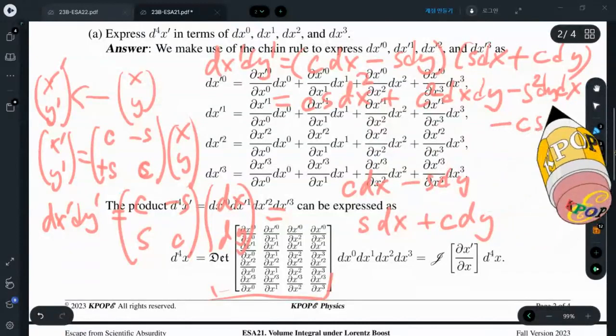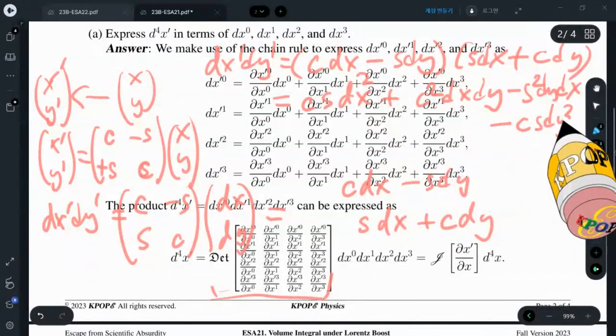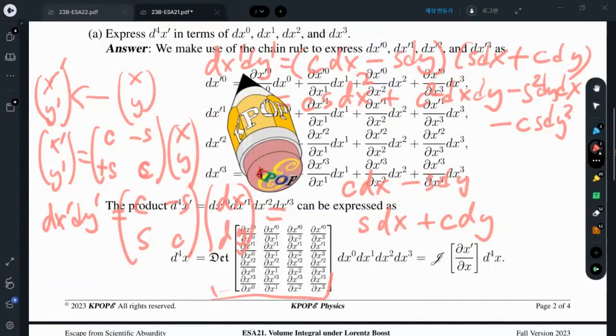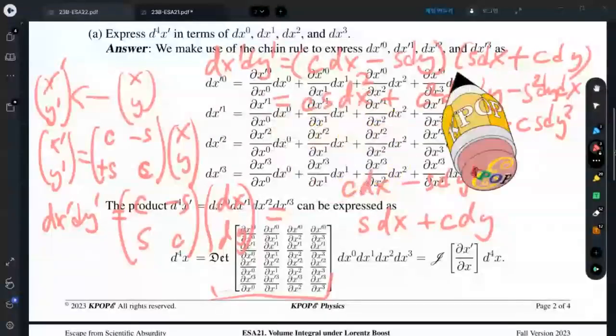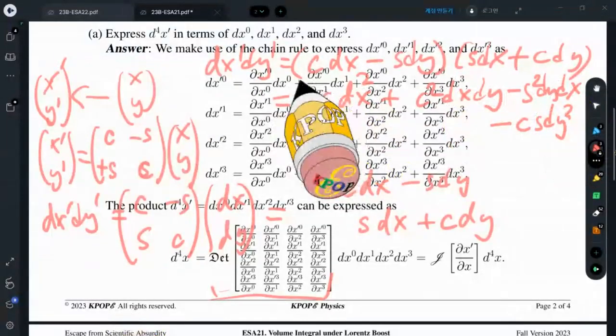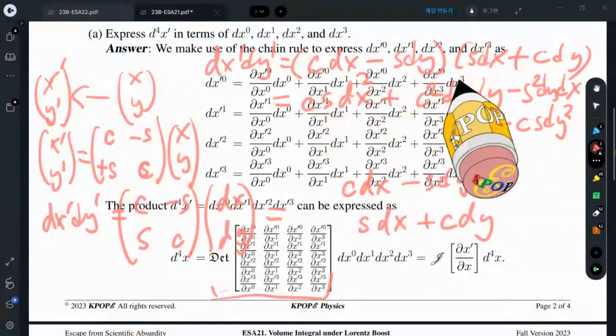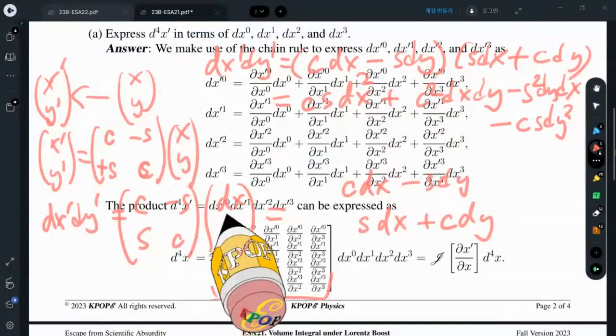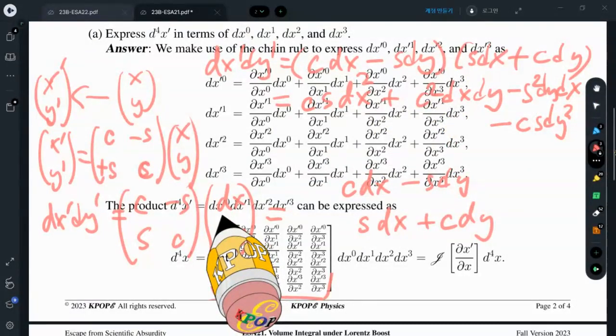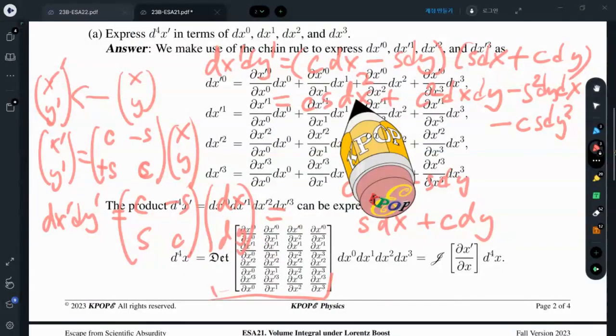minus s c dy squared. Something is wrong. Why? I just multiplied in a symmetric way. If I multiply this in a symmetric way, it is just like a scalar product. It's not a scalar product. It is a vector product. It should be computed in an anti-symmetric way.